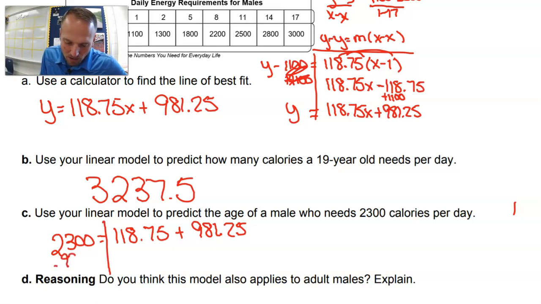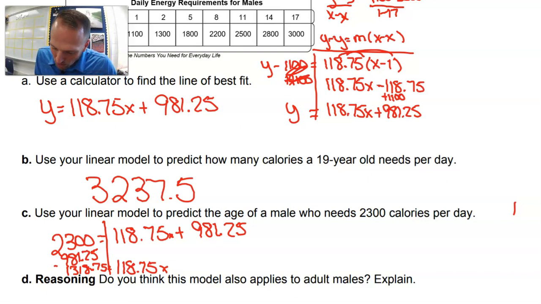Subtract the 981.25 over. 2,300 minus 981.25, and that's going to be 1,318.75. And that's equal to 118.75x. Whoops, I forgot the x in there. So the last thing, I just need to take that and divide by 118.75. And that's going to be approximately 11 years old.